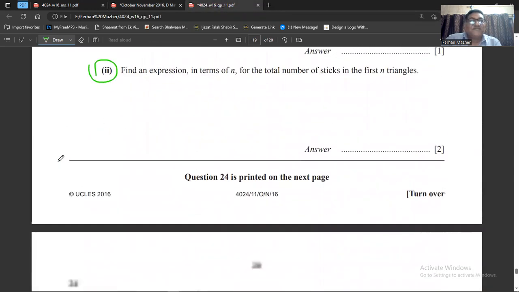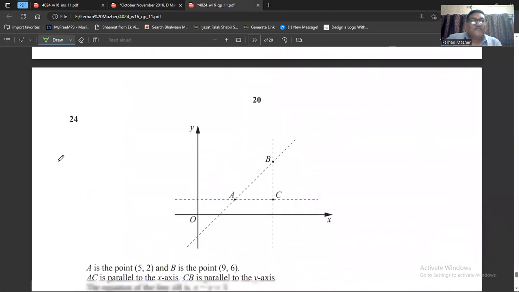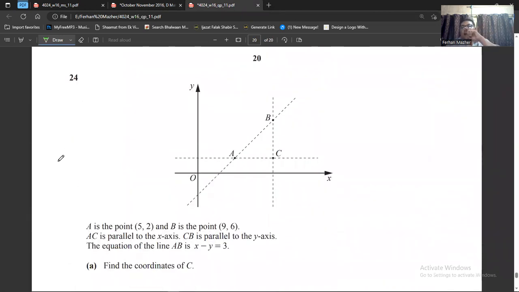A little heavy question. Okay, so we are on question number 24. It says A is the point 5, 2. B is the point 9, 6. AC is parallel to the x-axis.